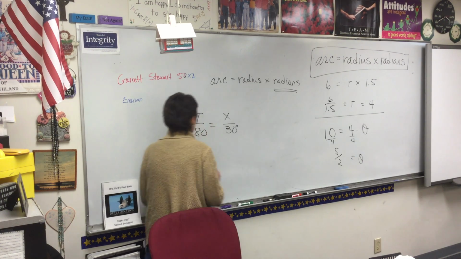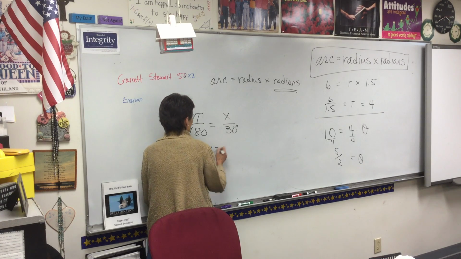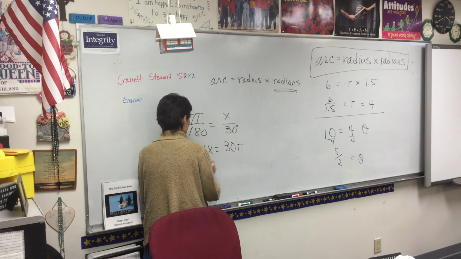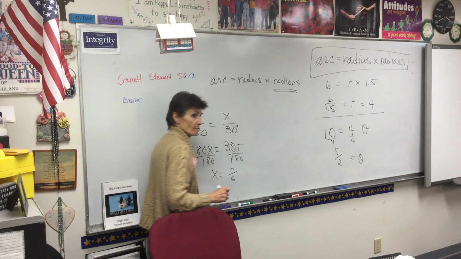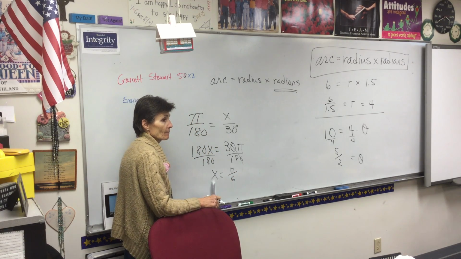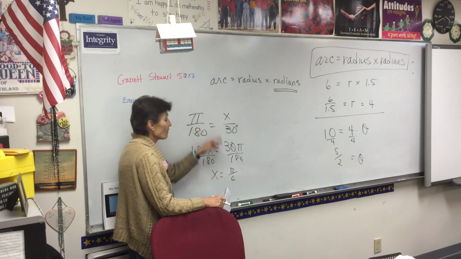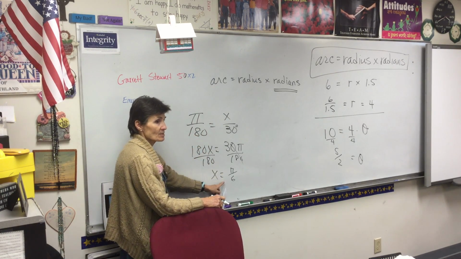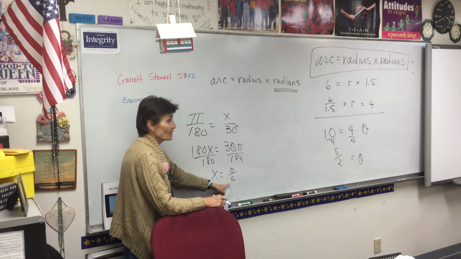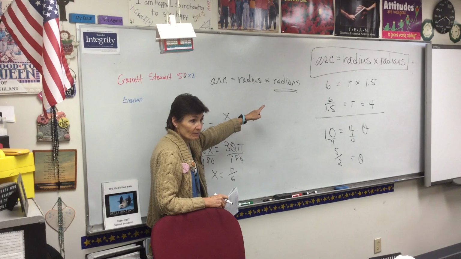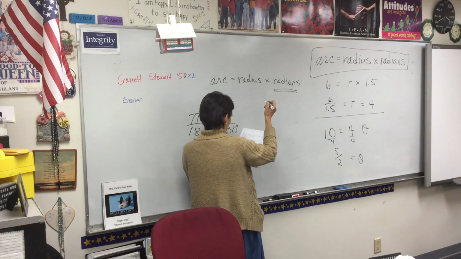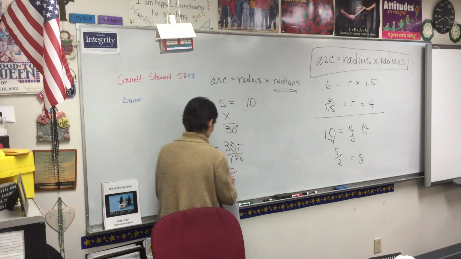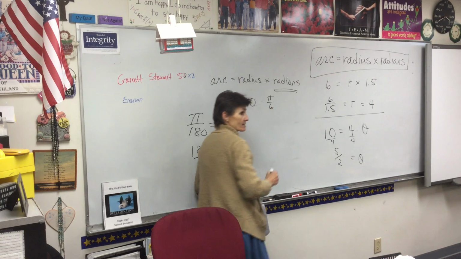All right, so here we go. Cross multiply: 180x equals 30 pi. I got pi over 6. Did you? Now, be careful though. You've done all that work and you're all excited, but that is not the answer. That's the radian measure that I needed to fill in. So, arc length is what I'm looking for. The radius is 10, and the radian measure is pi over 6.